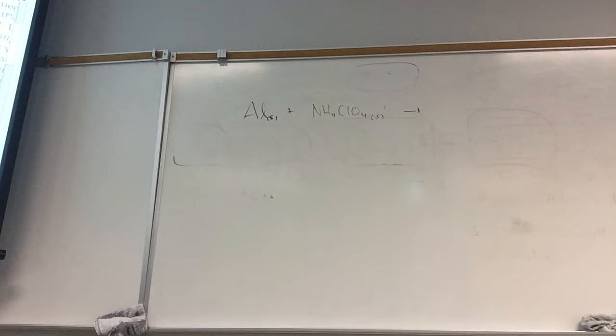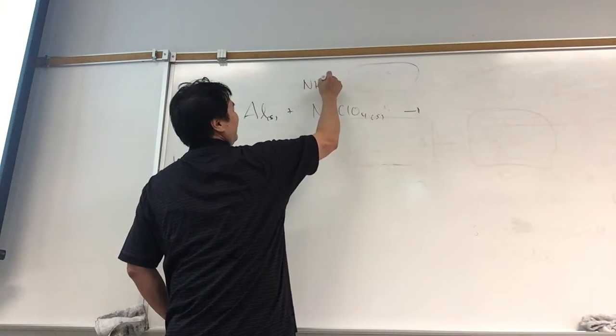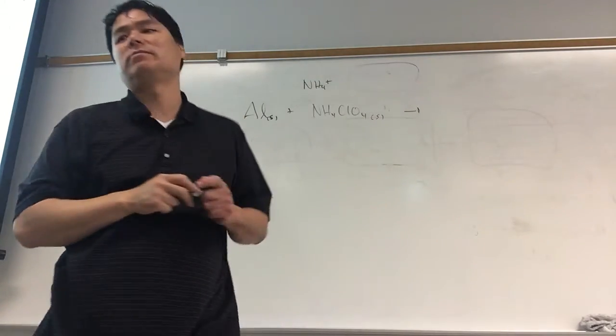Why do they tend to lose electrons? Because they're considered electron rich. They tend to lose electrons when undergoing chemical reactions. Ammonium perchlorate consists of two ions. It consists of ammonium ion. Ammonium ions, are those electron rich or electron poor?